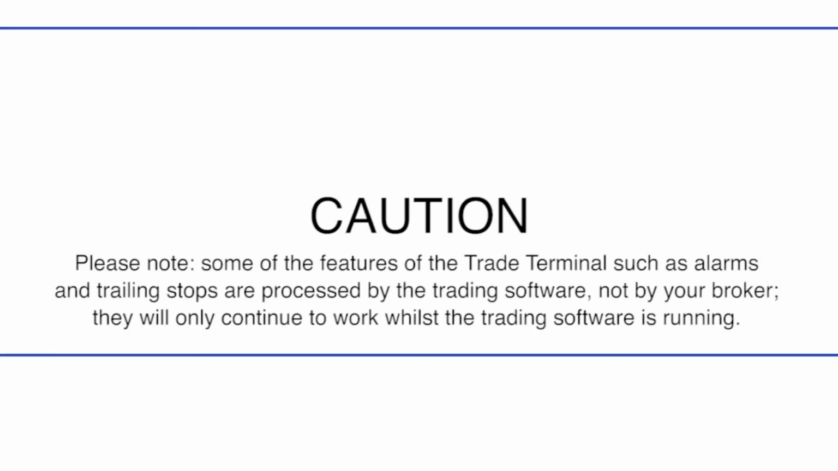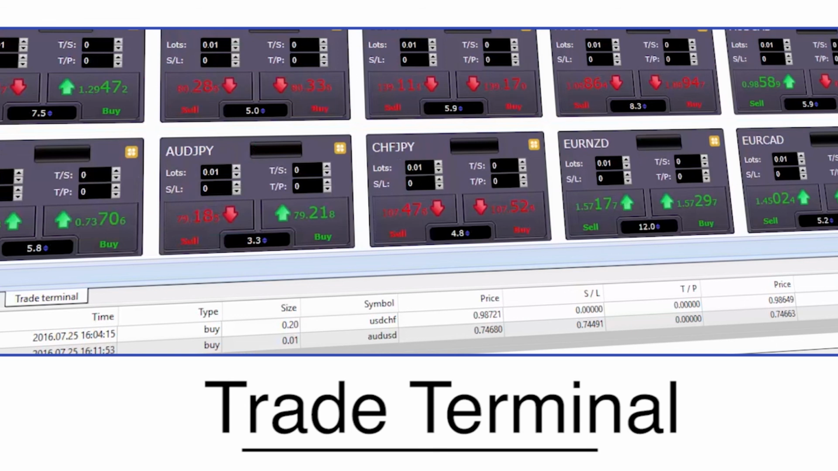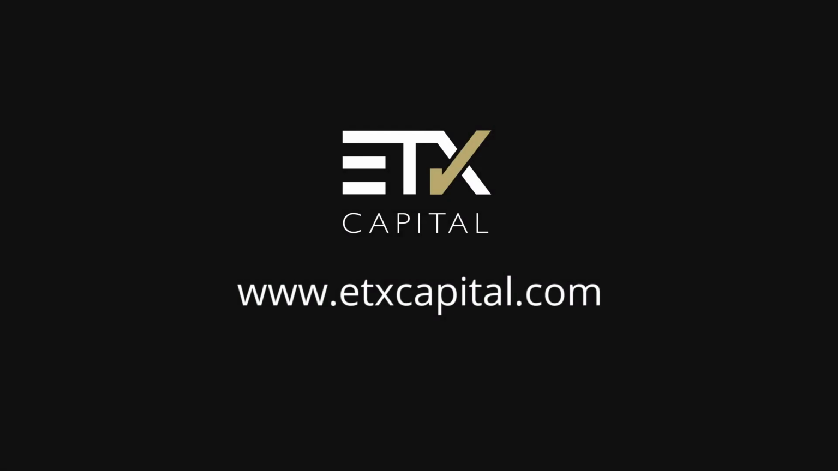Caution. Please note, some of the features of the Trade Terminal, such as alarms and trailing stops, are processed by the trading software, not by your broker. They will only continue to work whilst the trading software is running. As we can see, the Trade Terminal is rich with features designed to help traders to trade more efficiently, with better tools and better information in their language of choice. For further information, please read the detailed user guides provided with the Trade Terminal.